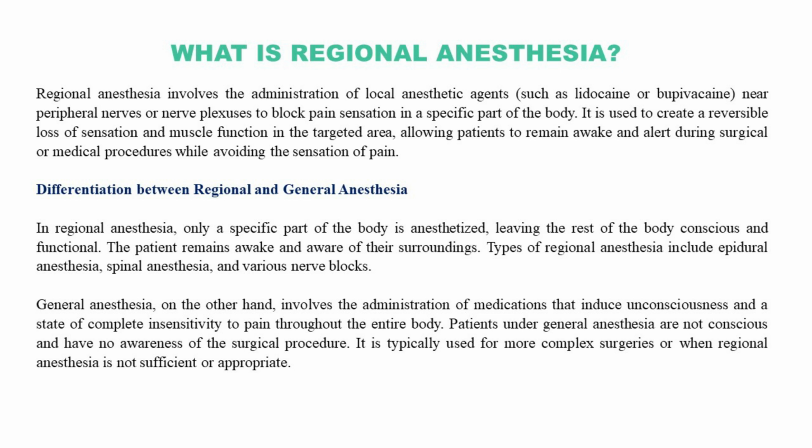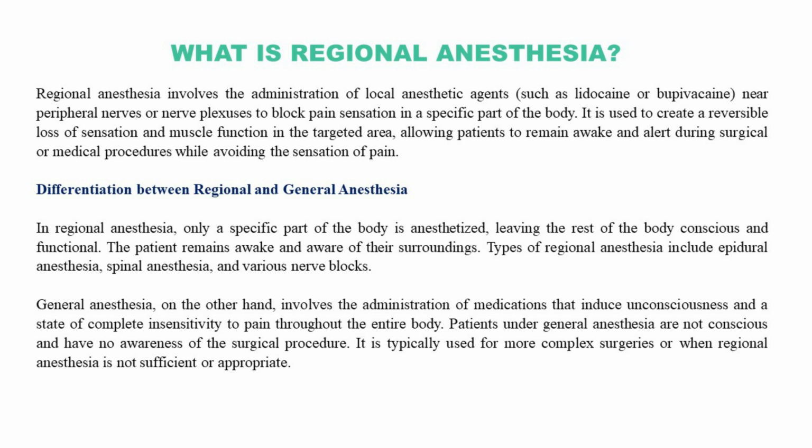Here are the key points to define, differentiate, and mention common uses of regional anesthesia. 1. Definition of regional anesthesia. Regional anesthesia involves the administration of local anesthetic agents, such as lidocaine or bupivacaine, near peripheral nerves or nerve plexuses to block pain sensation in a specific part of the body. It is used to create a reversible loss of sensation and muscle function in the targeted area, allowing patients to remain awake and alert during surgical or medical procedures while avoiding the sensation of pain.